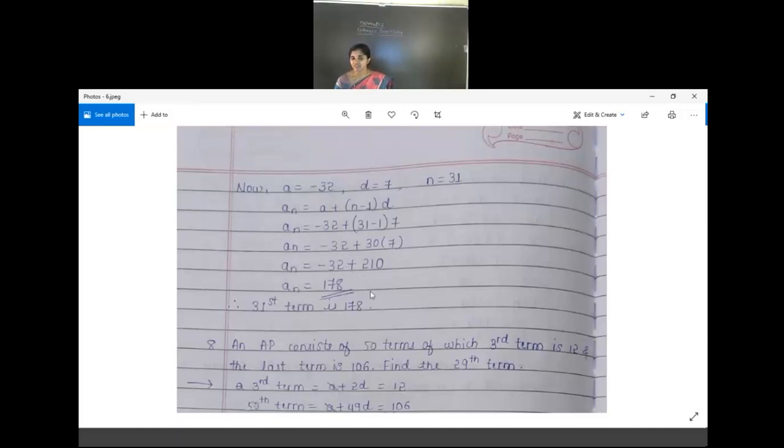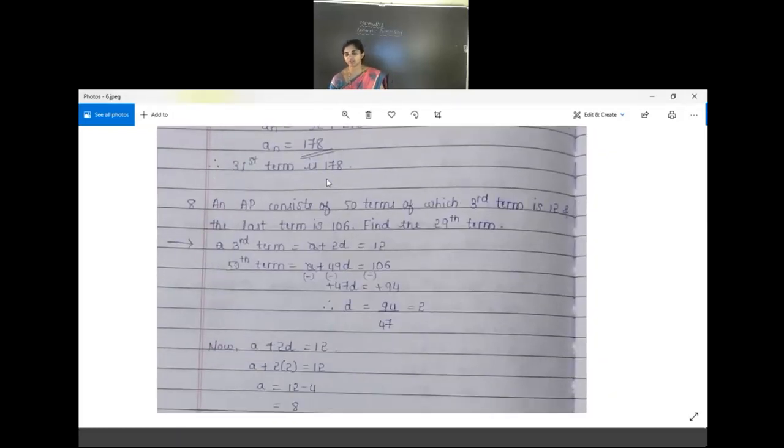That is the 31st term. In place of n, you can write 31. So A31 is equal to 178. Got the idea of this problem now? Yes. Now look at the 8th problem.